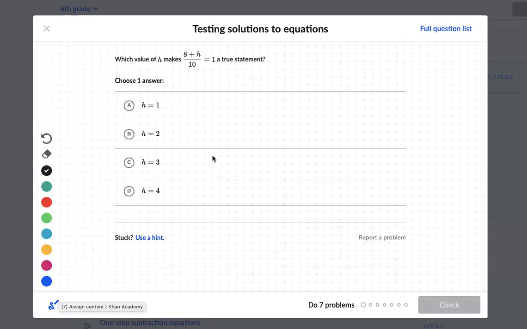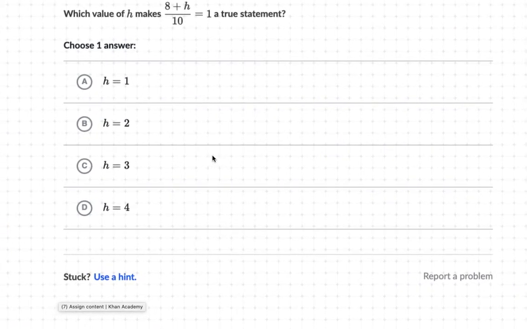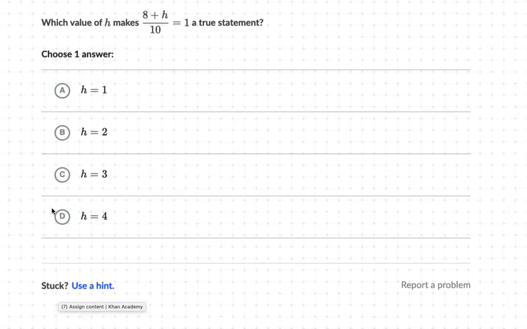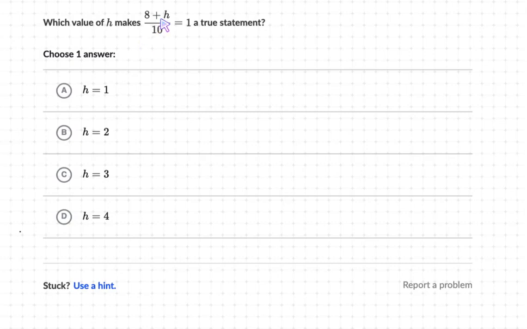All right, so in this example, they've given you 4 different choices, A, B, C, and D, and you are to choose one answer, and they want to know which value of h makes 8 plus h divided by 10 equal 1, a true statement. You can pause the video and try it on your own first.